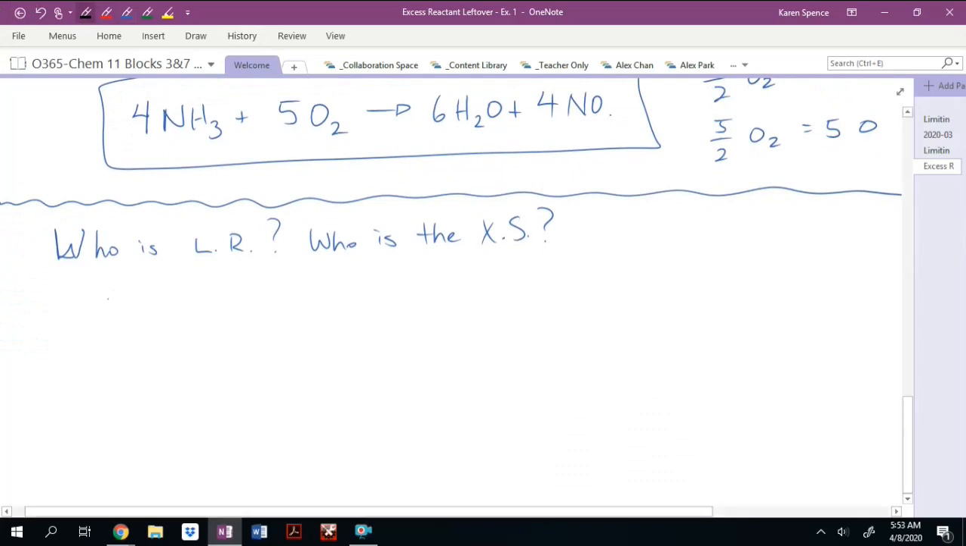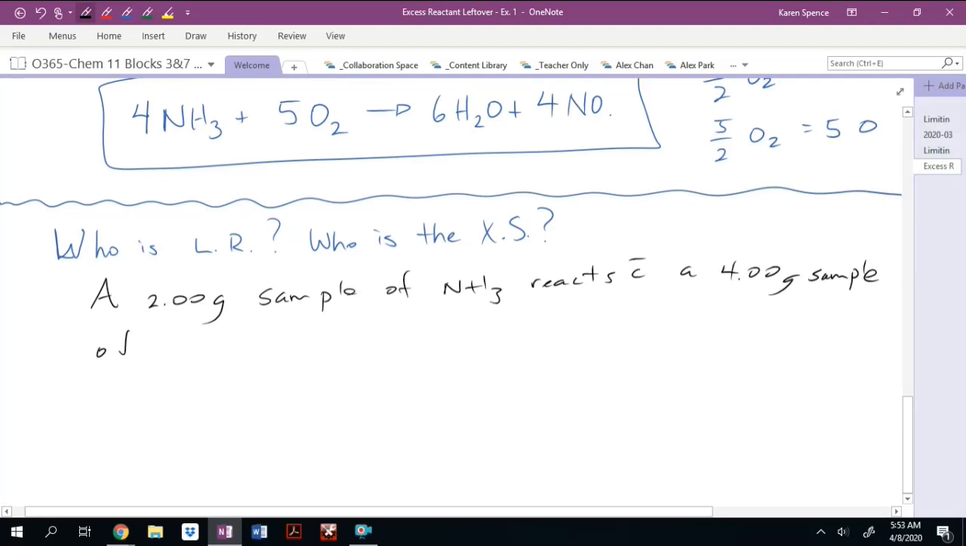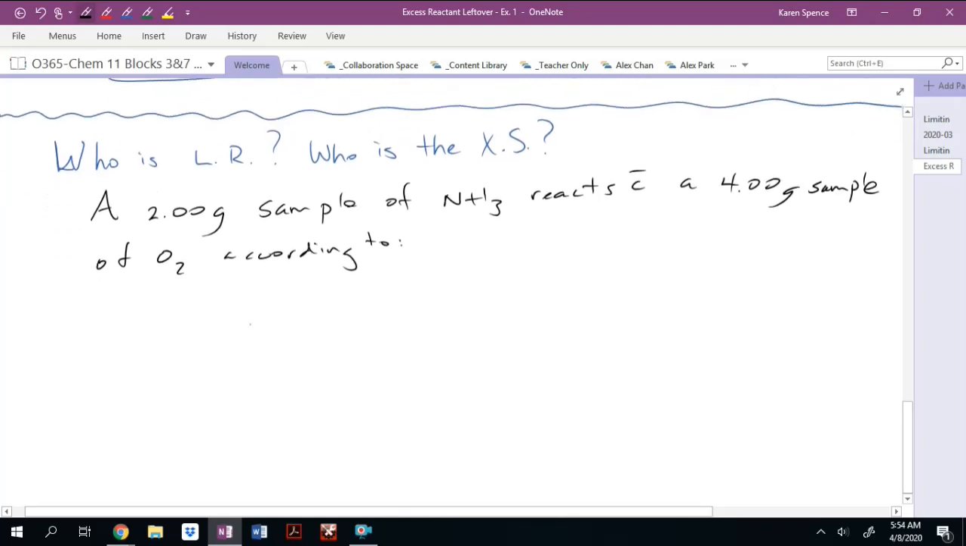And our question again, because I've forgotten what it was, is we have a 2-gram sample of NH3 that reacts with a 4-gram sample of O2 according to, and this time we're going to have the balanced equation. That is our 4 NH3 plus 5 O2 gives 4 NO plus 6 H2O.